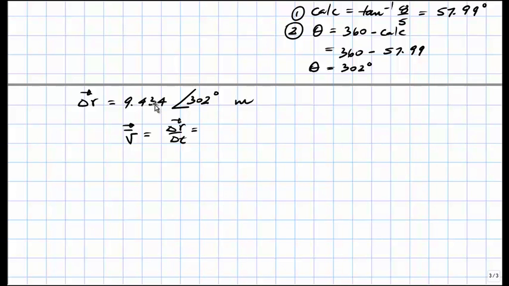Now delta R is right here. It equals 9.434. The angle's 302. And the time in part B was 8 seconds. And so the average velocity equals 1.179, and the angle's 302 degrees. And of course, the units for average velocity are meters per second.